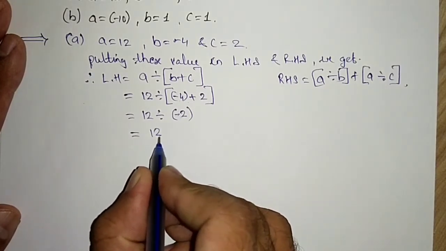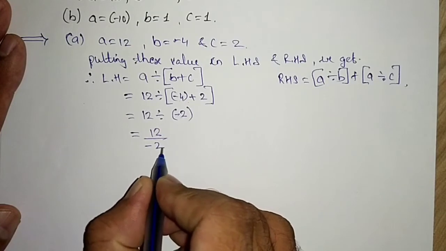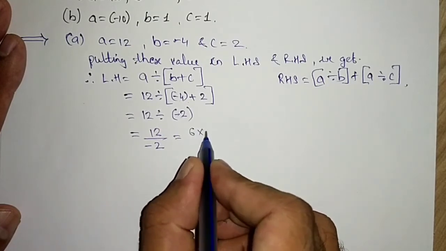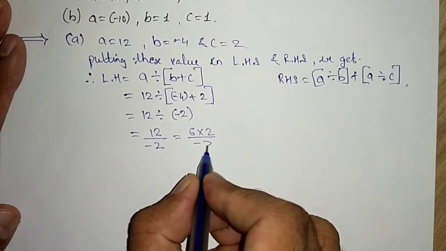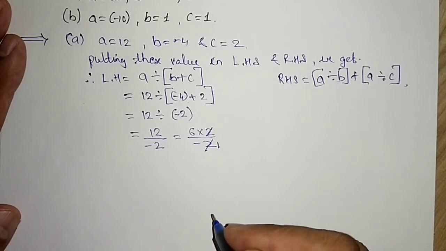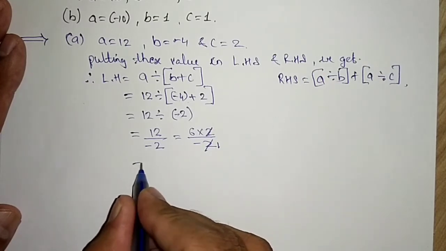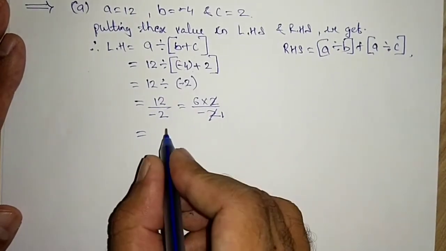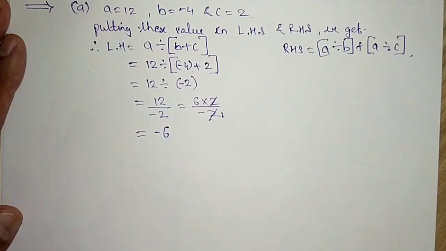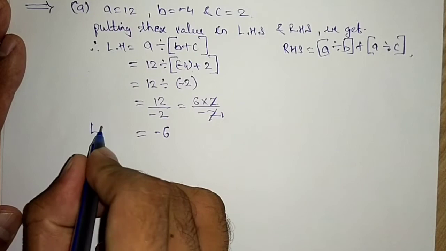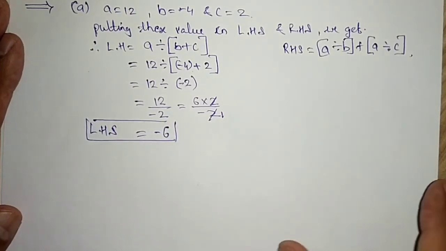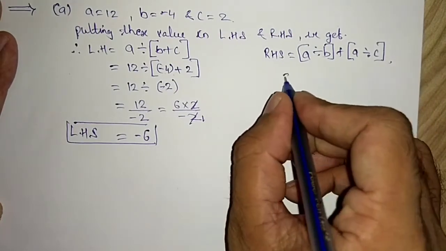Now 12 divided by -2, which 12 I can write as 6 into 2, divided by -2. 2 ones are 2 and 2 will cancel out. So we are left with 6 divided by -1, which is equal to -6. LHS is equal to -6. Now let us see what RHS gives us.